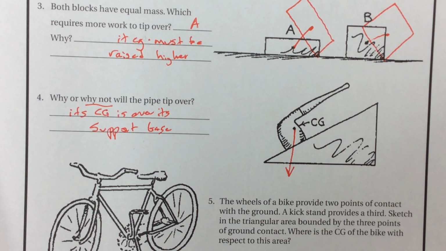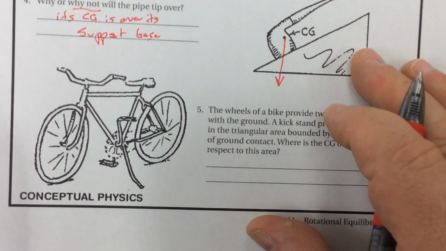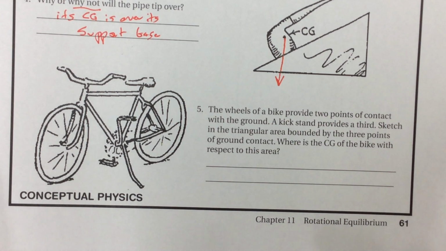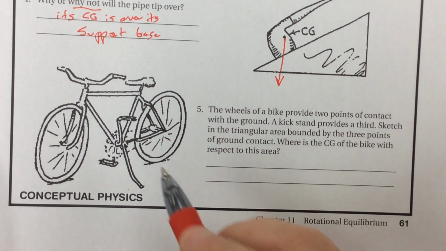Lots of people like this chapter. This is easy. Even the concept is easy. What about the bicycle? With the kickstand down, why is it unlikely to flip over?